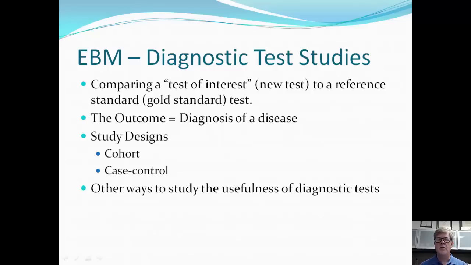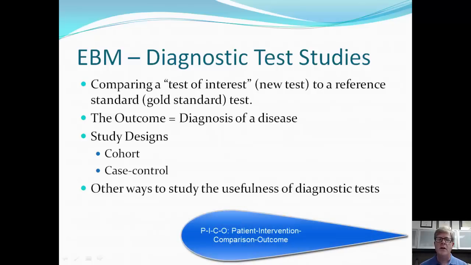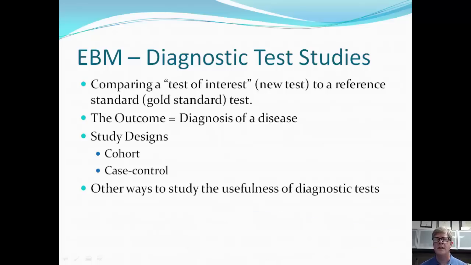What we're basically trying to do is compare a test of interest, some new test that we've developed, to the reference standard, or the gold standard test, the thing that we use to definitively say that somebody has a disease. If you're doing the PICO questions, patient, intervention, comparison, outcome, they look a little bit different for diagnostic tests. In this case, it's patients. The intervention is the test of interest. The comparator is the gold standard or reference standard. And the outcome is just the diagnosis of the disease. So when you're trying to figure out what the study actually talks about, the study is looking at the diagnosis of the disease, and that's all.